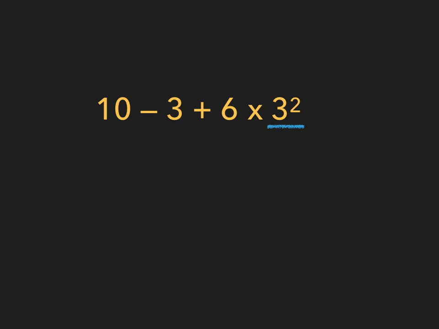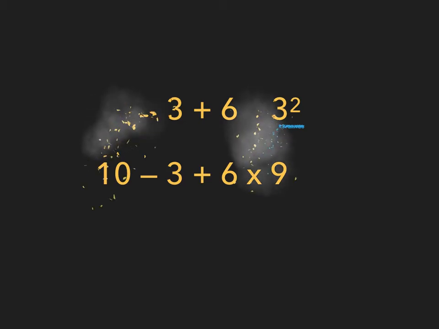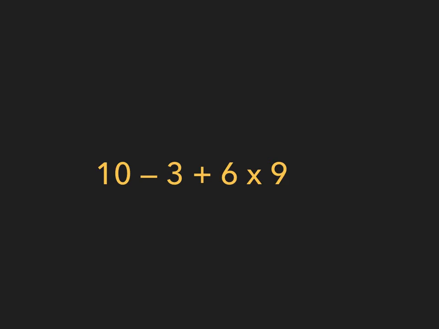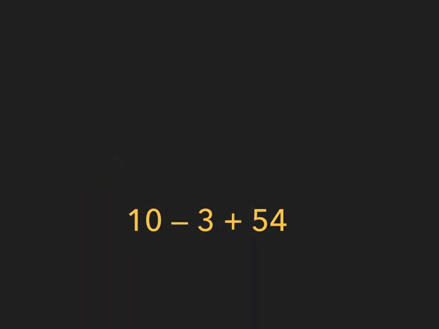In PEMDAS, my next order of operation is to take care of my exponent, the E represented in there. And you'll recall that this is telling me to multiply 3 by itself 2 times. And I know that 3 times 3 equals 9. So now my problem has turned into 10 minus 3 plus 6 times 9. In following the order of operations, my next operation to solve for is multiplication. So I'm going to solve that 6 times 9. 6 times 9 equals 54. So now the problem that I have is 10 minus 3 plus 54.